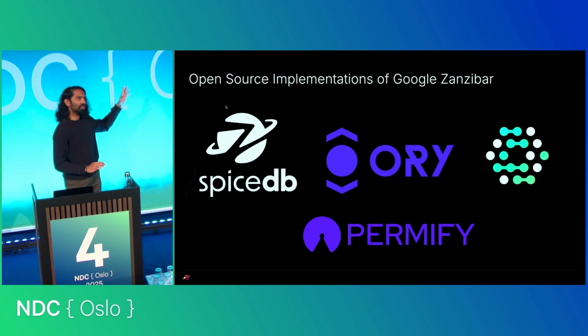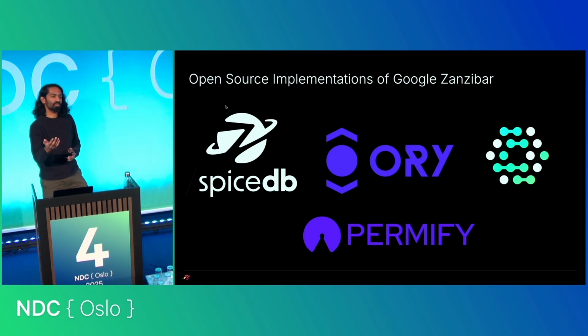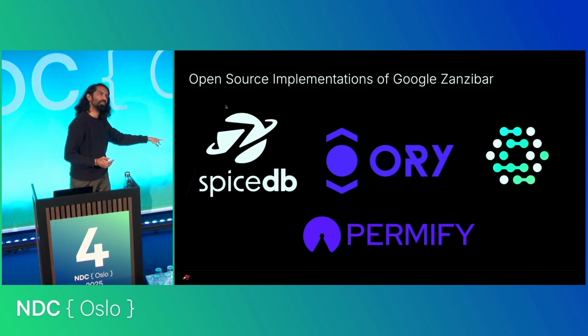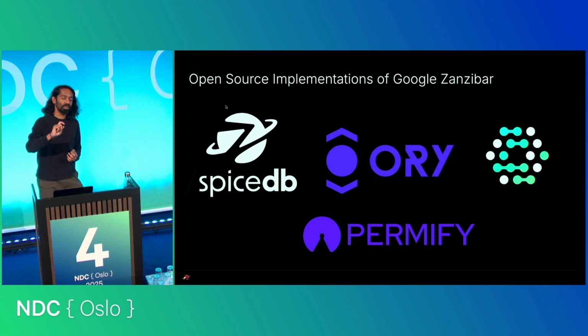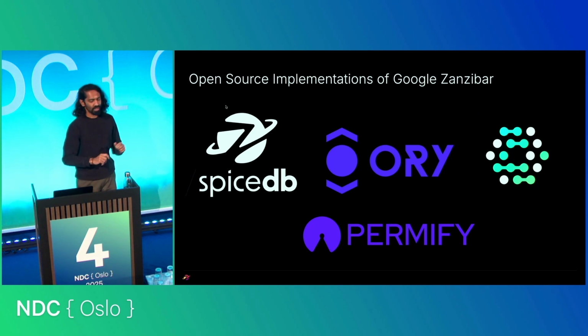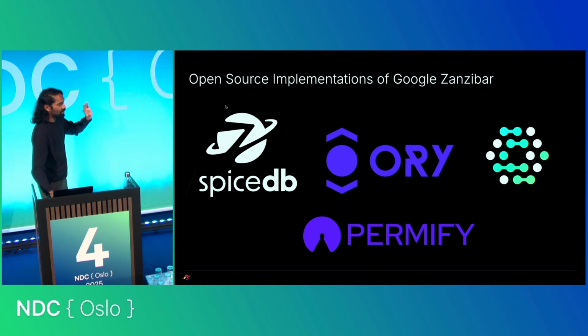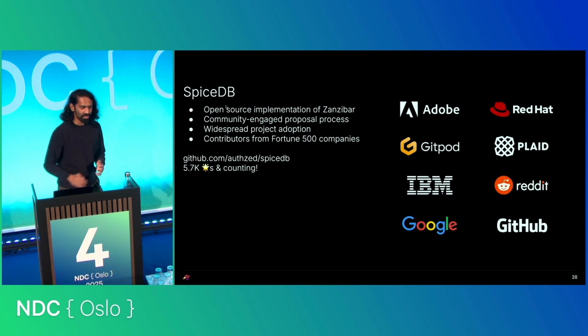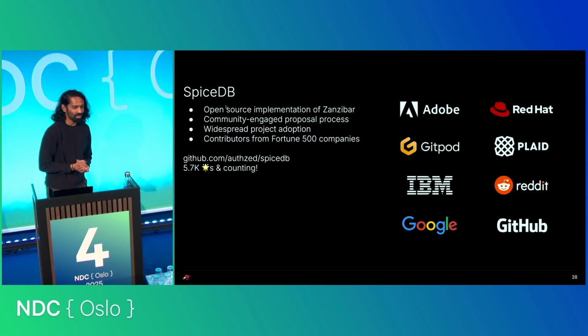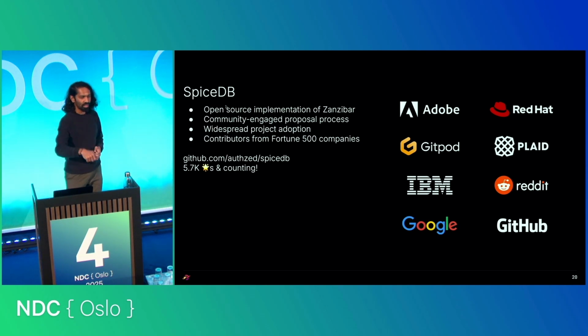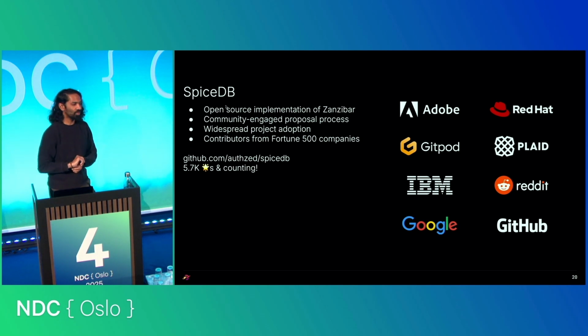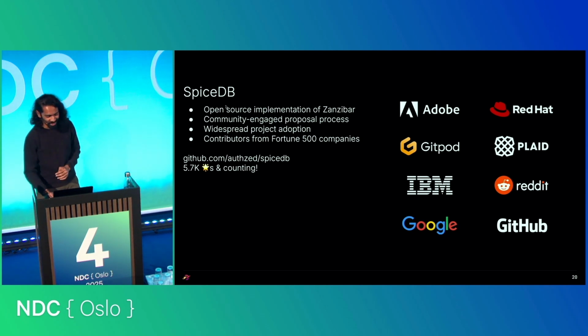Currently, there are four, I would say, famous open source implementations of the Zanzibar paper. We have SpiceDB, we have Ory, we have OpenFGA, and Permify. In today's demo, I will talk about SpiceDB. SpiceDB was created and is maintained by the folks at AuthZed, but it has grown into a larger project, which includes contributions from Red Hat, Adobe, Reddit, and so on. And the one metric that matters for us as developers is GitHub stars: 5,700 GitHub stars.